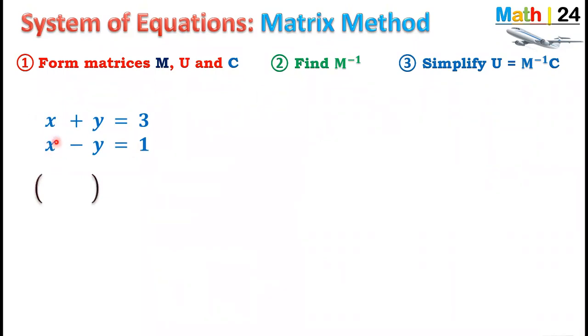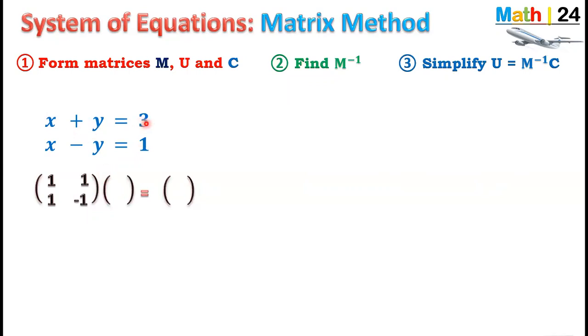The first thing is to form the matrix M. We get the coefficients. Coefficient of x in equation 1 is 1. Coefficient of y in equation 1 is 1. So we have 1, 1. In equation 2, 1, minus 1. The coefficients of x and y only in the first matrix. So we have 1 for this position, 1 for this position. Then we have 1 for the other position. And we have minus 1 for this position. Can you see? Just copy the coefficients and put.